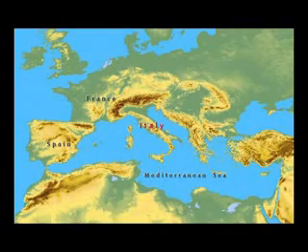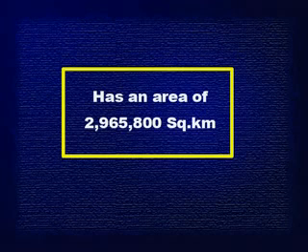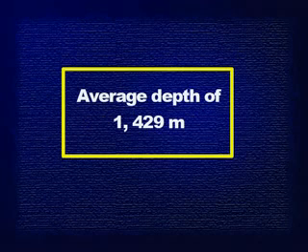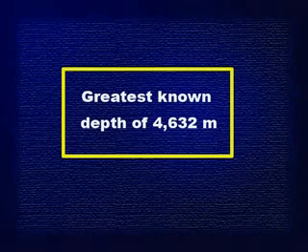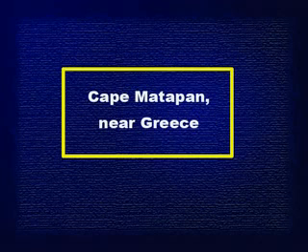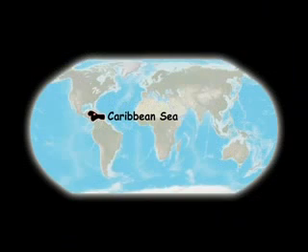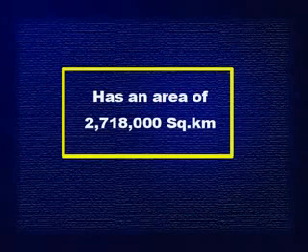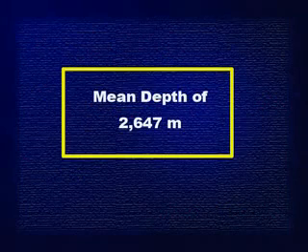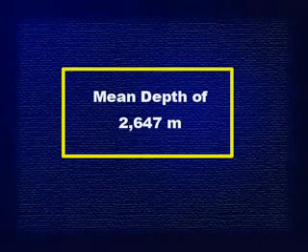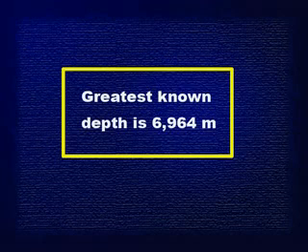The Mediterranean Sea has an area of about 2,965,800 square kilometers and an average depth of 1,429 meters. The greatest known depth of the Mediterranean Sea is 4,632 meters, located off Cape Matapan near Greece. Next comes the Caribbean Sea. The Caribbean Sea has an area of about 2.718 million square kilometers and a mean depth of about 2,647 meters. The greatest known depth is about 6,946 meters, located off the Cayman Islands.